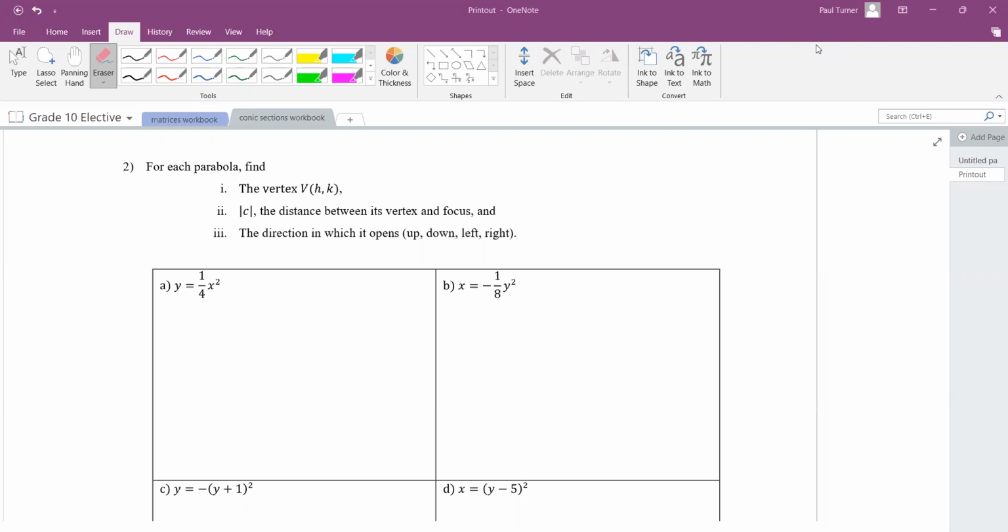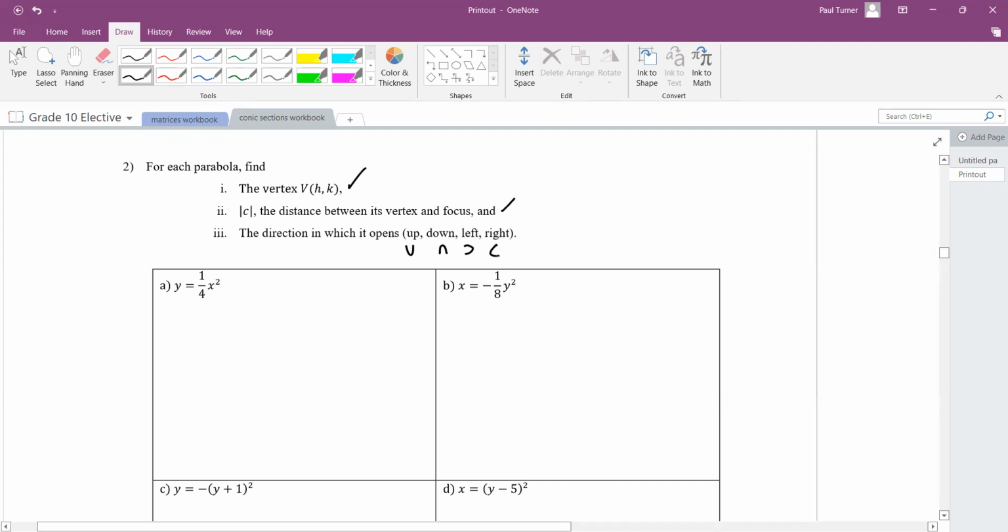Okay, in question 2, for each parabola, we want to find these three things here. We want to find the vertex. We want to find the absolute value of c, which is the distance between the vertex and focus, and the direction in which it opens. So either up, down, left, or right. So up will go this way, down that way, open left this way, open right that way.